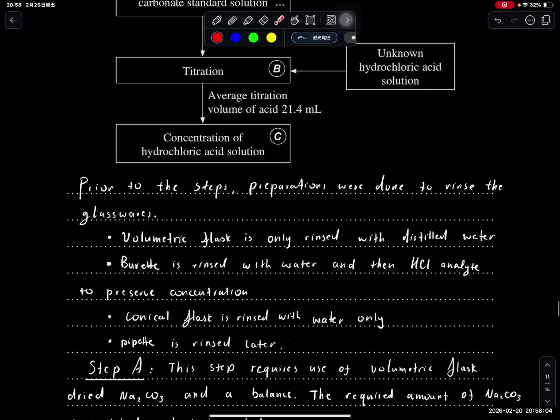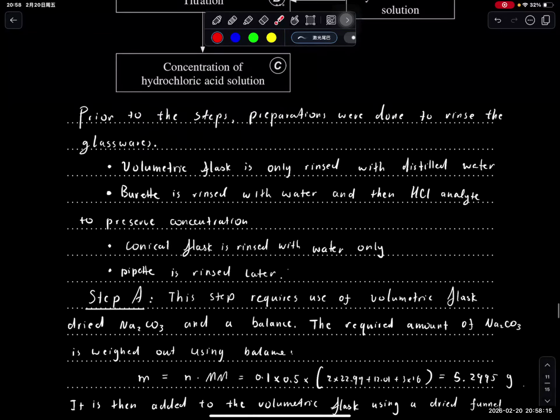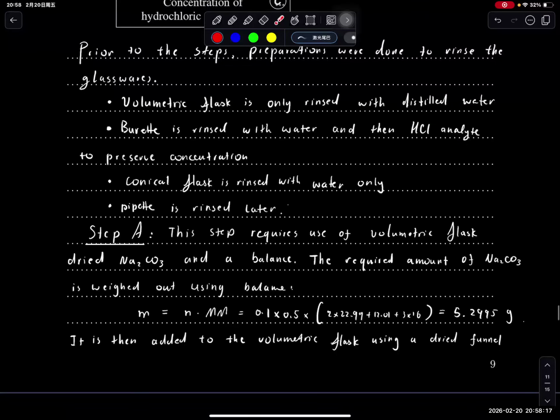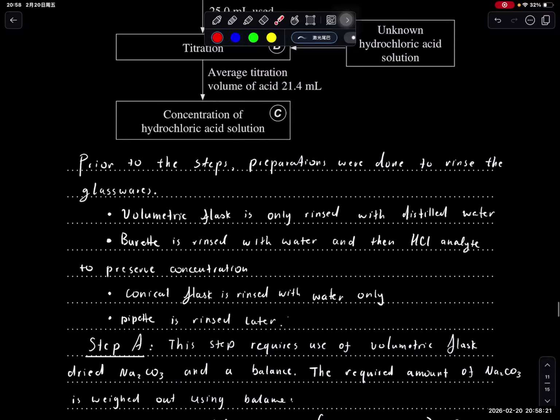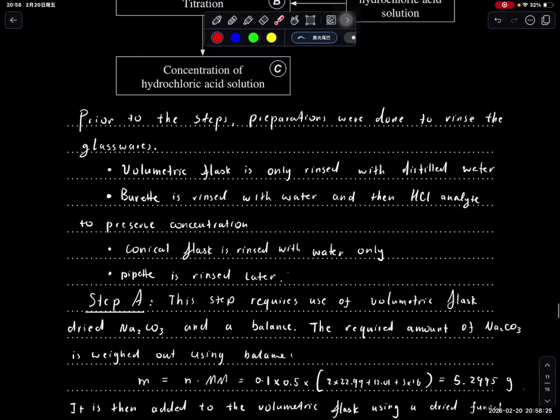Rinsing technique is a big thing, so I write it in an introduction, prior to all the steps of preparation. Rinse everything: the volumetric flask is rinsed with only distilled water, the burette is rinsed with water and then HCl is added. As you can see, HCl is being put into the burette, and then the conical flask is rinsed with water only. The pipette is rinsed later.